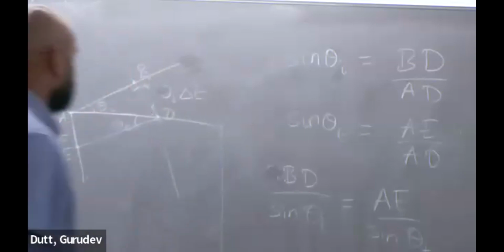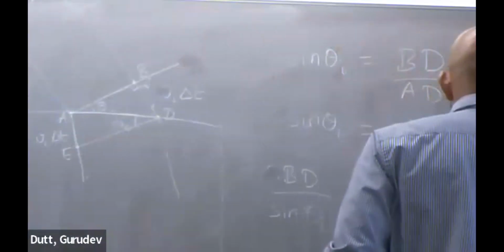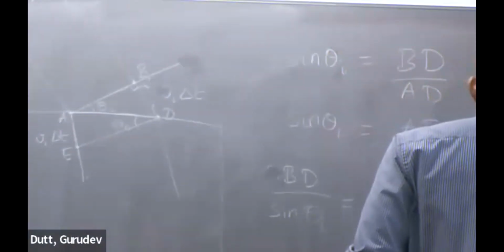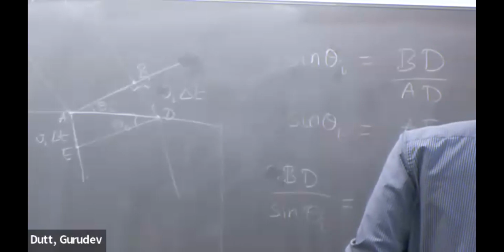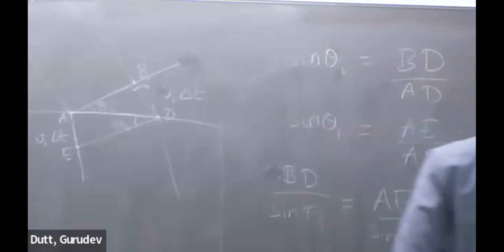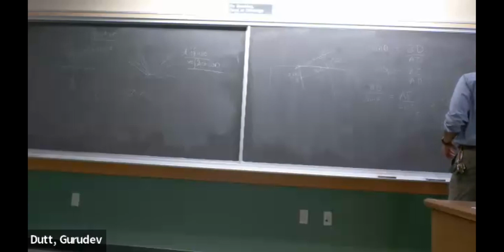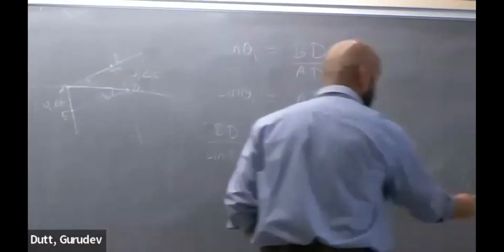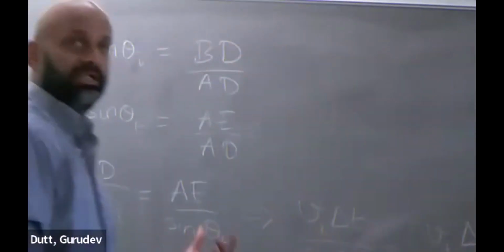Okay, we just said that BD is just VI delta T over sine theta I, which is equal to VT delta T divided by sine theta T. So delta T's cancel out. And now we are left with this equation: VI over sine theta I equals VT over sine theta T. I want to write this in terms of the refractive index.